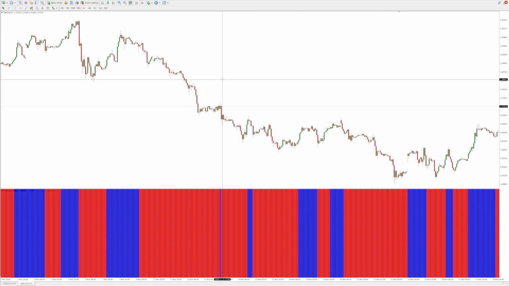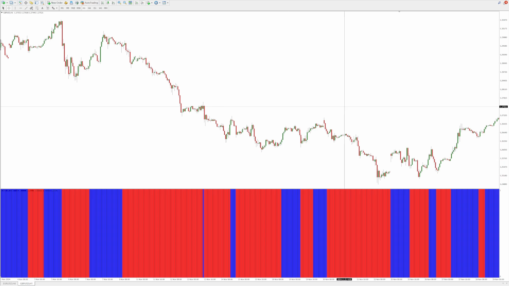Okay, so the strategy is very simple. What we do is we want this indicator here to be red if we're going to sell, and we want it to be blue if we're going to buy. That doesn't mean that we buy and sell every time it changes color. For example, it changes to blue there, but you don't want to buy there. Why don't you want to buy there?